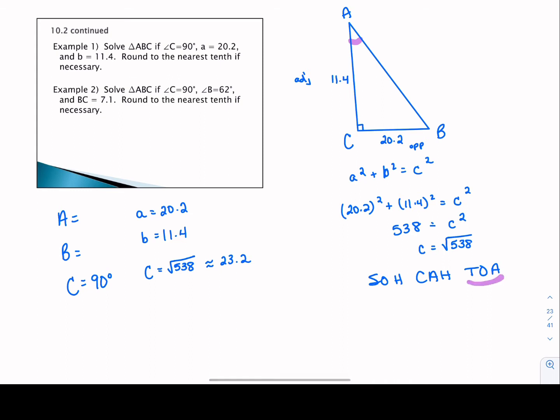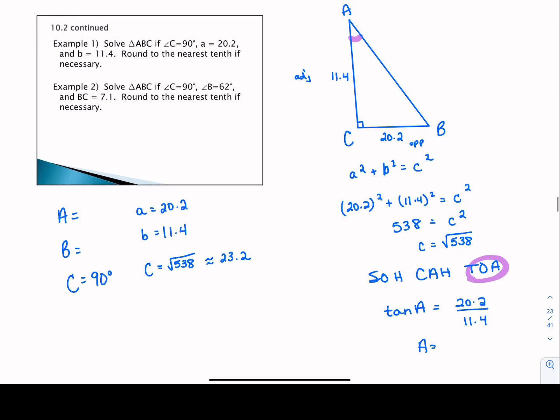What we see here is a tangent ratio. So we can say the tangent of angle A, so you always have to have the type of ratio next to the angle. So tangent of angle A is going to be our opposite side of 20.2 divided by the adjacent side of 11.4. So in order to find angle A, which is our task here, we need to use an inverse function.